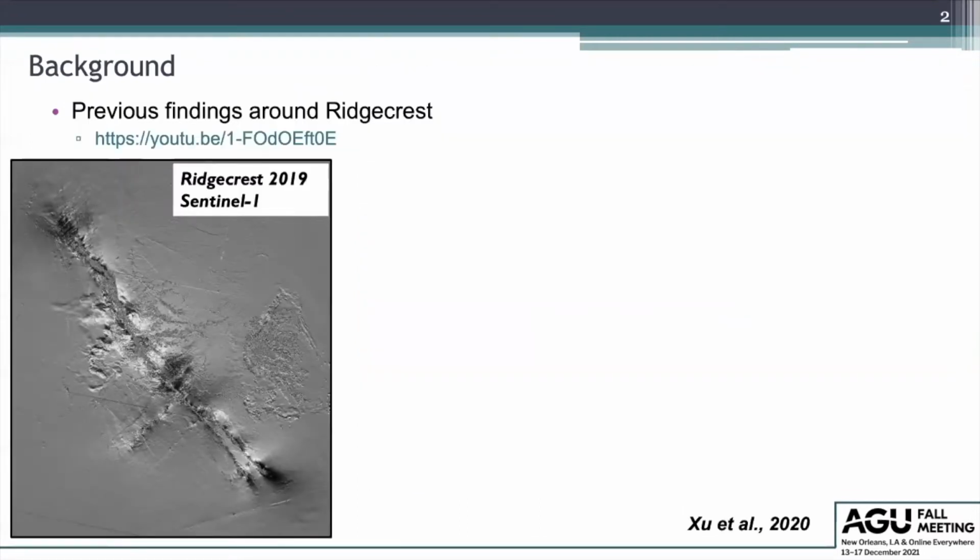Well, first, I would like to talk a bit about our previous work near Ridgecrest. If you want to hear more details, feel free to go to the link here for our last year's AGU talk. So back to the topic, we found a large number of lineaments or strain concentrations using InSAR gradient maps near the rupture region of the Ridgecrest earthquakes, and we called them surface fractures.